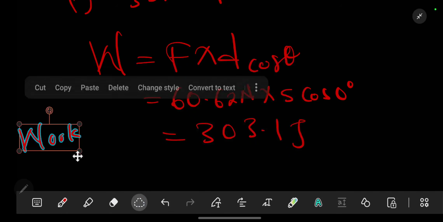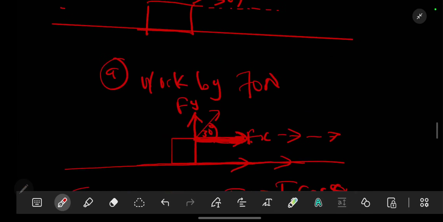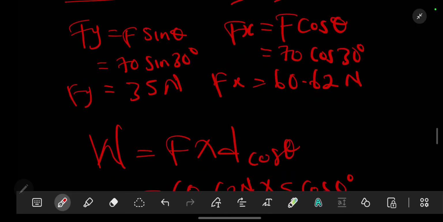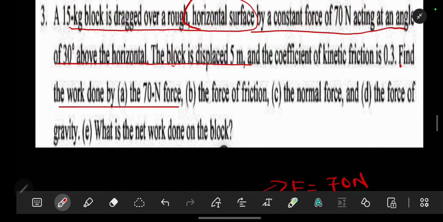So this is our work by the 70 newton force, 303.1 joules, like that.